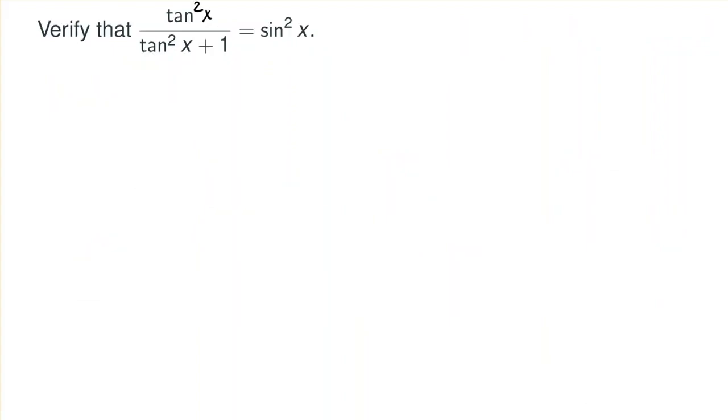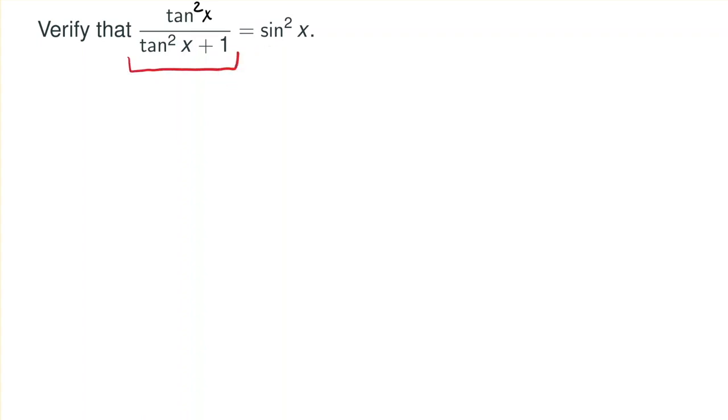Verify that tangent squared x over tangent squared x plus 1 equals sine squared x. Here we're verifying that this expression is indeed equal to this one. When we do this kind of problem, again, we're not solving for anything or for an unknown variable. We're just showing that the left expression equals the right expression. We want to start with the expression that looks more complicated and try to simplify it to sine squared x.